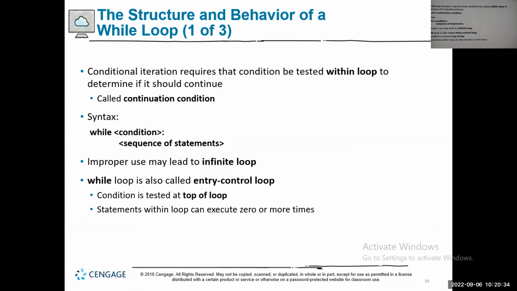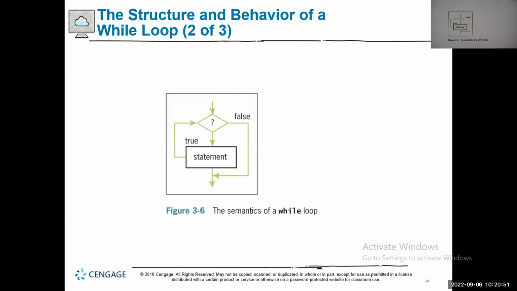Okay, the while loop is also called the entry control loop because you are the one who controls. You are the one who controls the entry, and you are the one who controls how to exit the loop here. The condition is set at the top of the loop, and you check before the execution. So the structure of the while loop is: you check the condition. If it's true, keep going to the statements, go back again and do it again and again, until you exit the loop here.